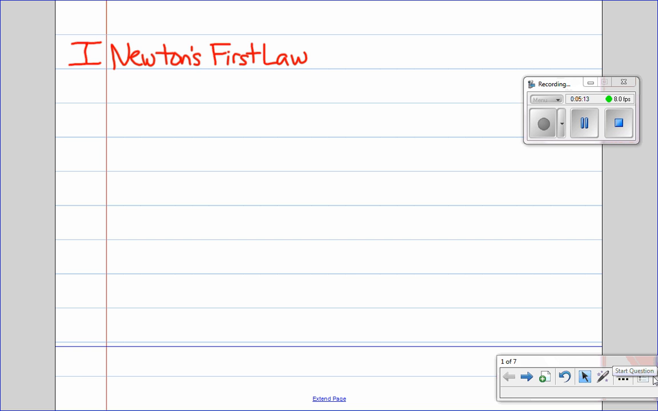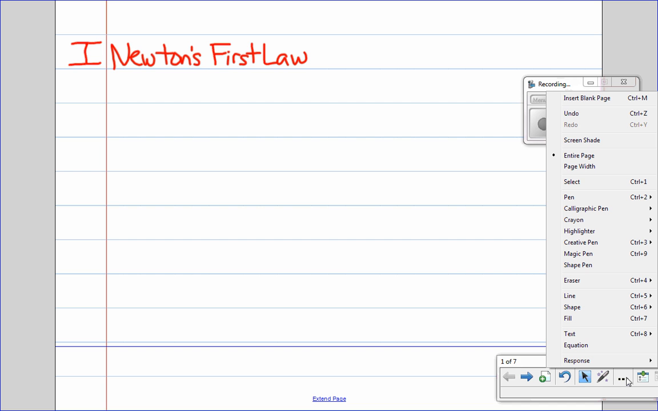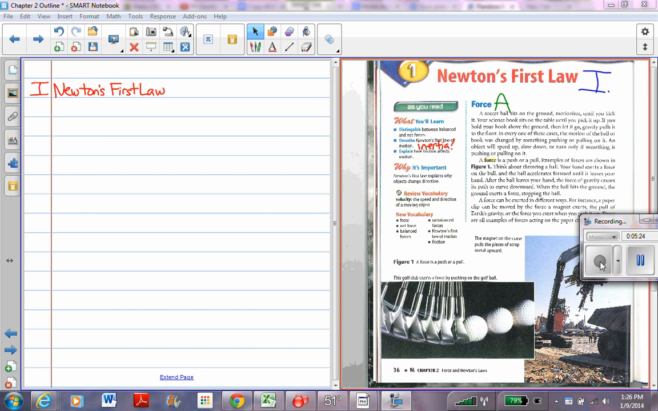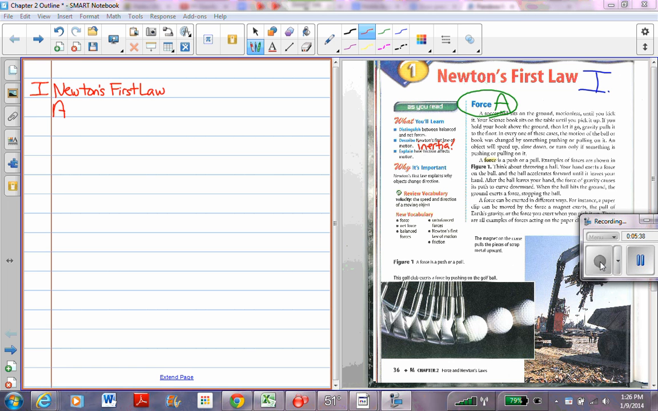Okay, so we have Roman numeral 1, Newton's first law. Now our next heading, force, can go right underneath it because there's no text. So we're going to put a capital A because that's our first blue heading and it's force.